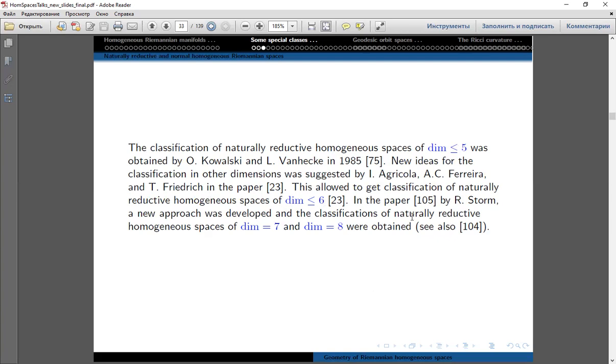And in the very recent paper by René Storm, we can find a new approach which was developed for classification of naturally reductive homogeneous spaces in dimensions 7 and 8. Hence, we have classification up to dimension 8 just now.